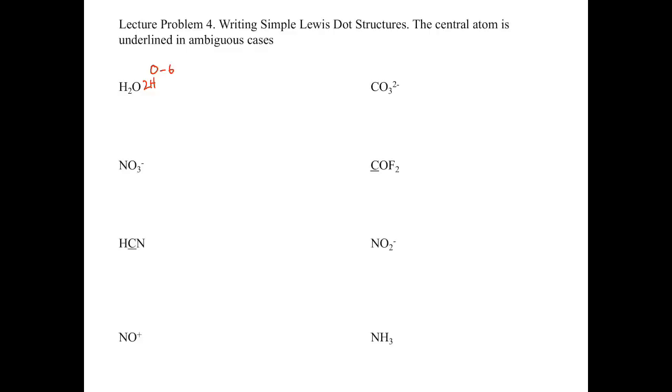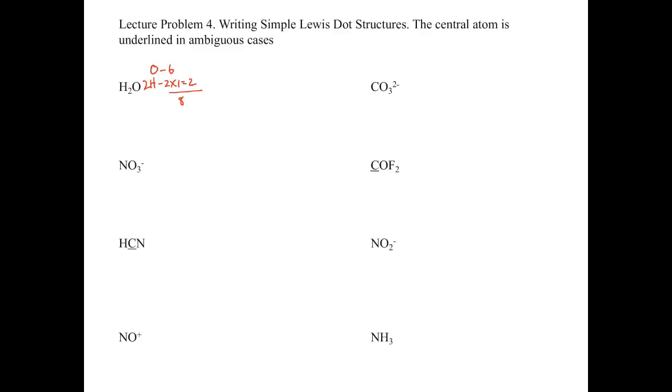Now we have 2 hydrogen atoms, so I'm going to write 2H, and I'm going to figure out how much each of those brings to the party. So that's going to be 2 times 1 electron each. If we add this up, 6 plus 2 is going to give us a grand total of 8 electrons. So we know that we're going to have a grand total of 8 electrons to play with when we write this structure. That's our total number of valence electrons from all the atoms.